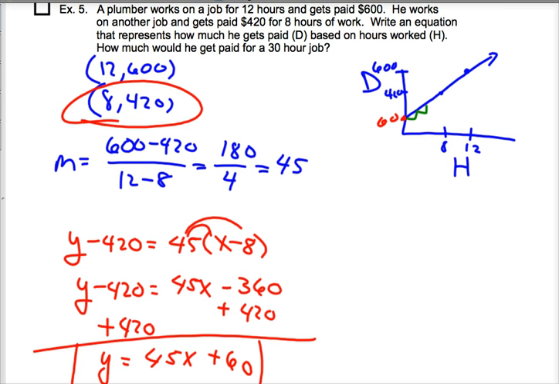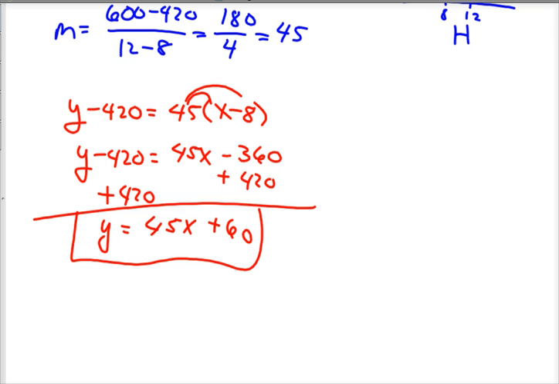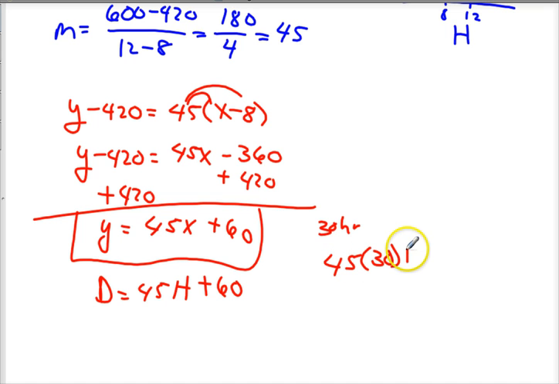I did have a follow-up question. I want to know how much they get paid for a 30-hour job. Well, I used y and x here. Really, y was D and x was H. And 30 is my hour, so I'm just going to plug in a 30. So for 30 hours, you have 45 times 30 plus the 60 for just showing up. Let's see, 3 times 45 would be 120 plus 15, 135. So it's 1350 because it's 30, not a 3. Add 60. This plumber gets $1,410.